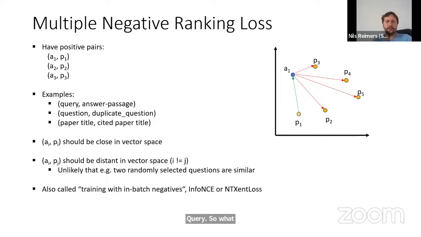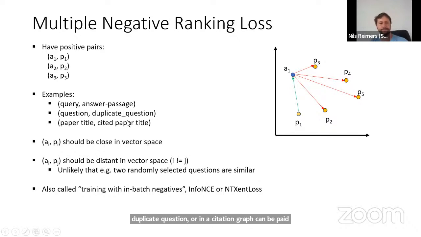One approach people use here is what I call multiple negatives ranking loss. Sometimes people also call it training with in-batch negatives, or InfoNCE, or cross-entropy loss. The idea in general is that you have positive pairs. Positive pairs can be, for example, a query and some answer, or in a social forum, a question and a duplicate question, or in a citation graph, a paper title and a cited paper title.